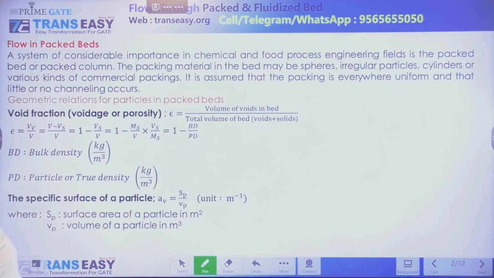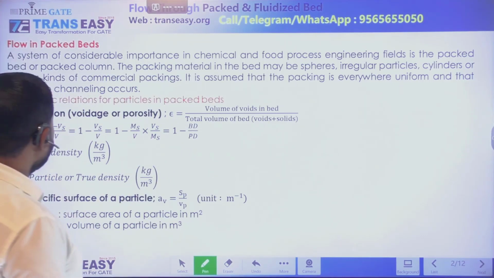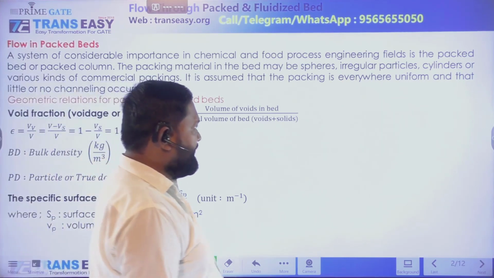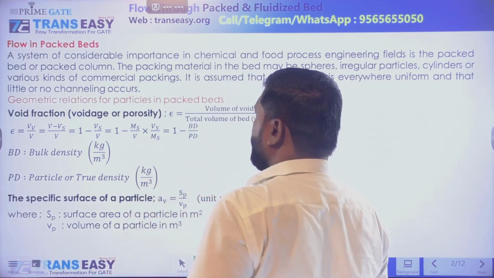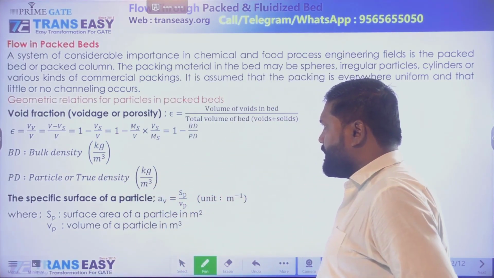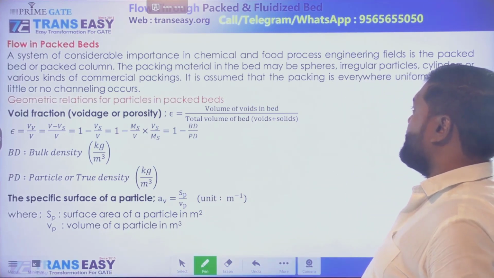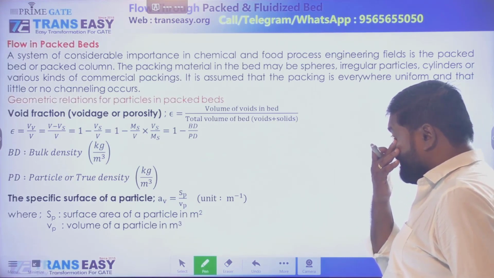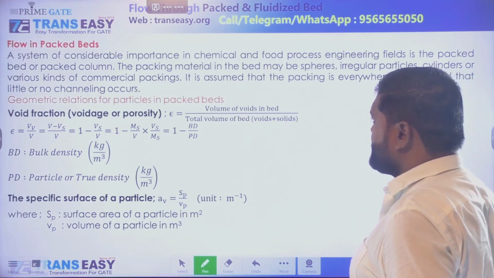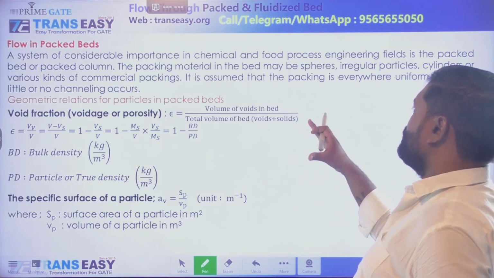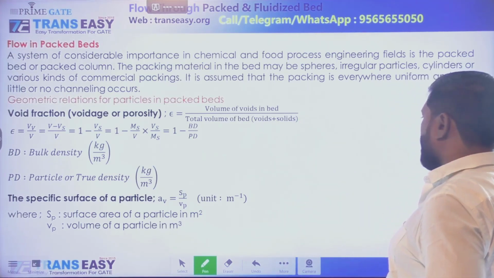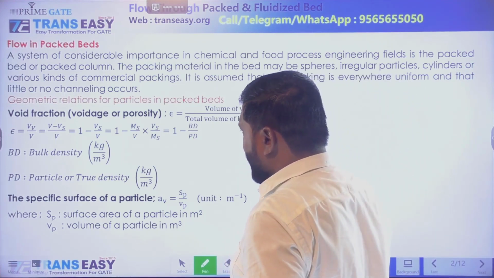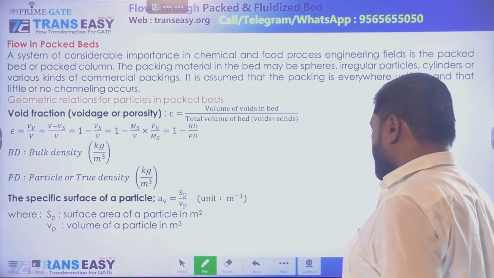Flow in packed beds. A system of considerable importance in chemical and food process engineering fields is the packed bed or packed column. The packing materials in the bed may be spheres, irregular particles, cylinders, or various kinds of commercial packings. It is assumed that the packing is everywhere uniform and that little or no channeling occurs.